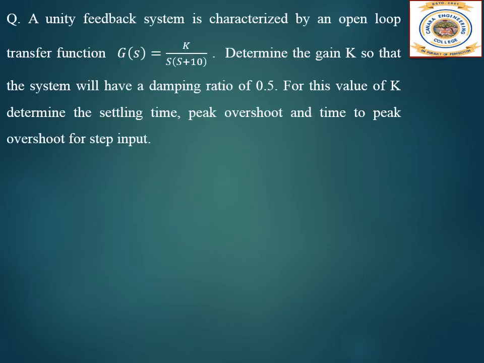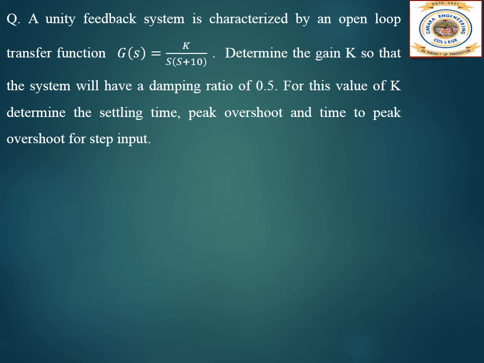So here the next question is, a unity feedback system is characterized by an open loop transfer function G of s equal to K by s into s plus 10. Determine the gain K so that the system will have a damping ratio of 0.5. For this value of K, determine the settling time, peak overshoot and time to peak overshoot for step input.